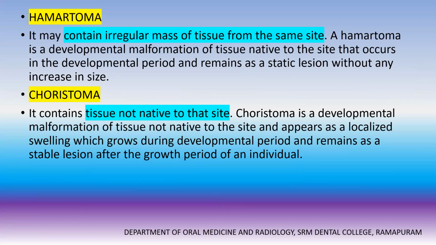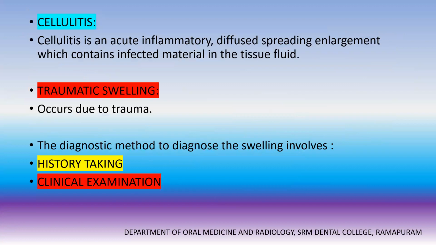Hamartoma. Hamartoma contains irregular mass of tissue from the same site, whereas choristoma contains tissue which is not native to that particular site. Both of these are actually developmental malformations of tissues, and they can occur in the growth period of an individual. Coming to cellulitis. A cellulitis is an acute inflammatory diffused spreading enlargement which contains infected material like any tissue fluid or pus. Traumatic swelling occurs immediately after a trauma.